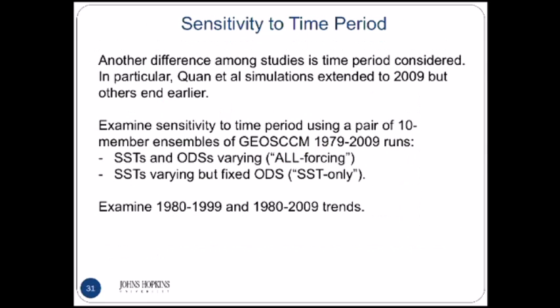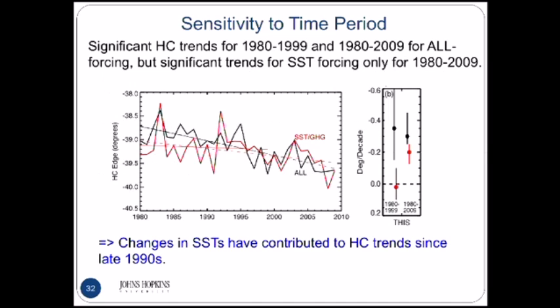So we took a run from a Goddard-based model, which had interactive chemistry. We did an ensemble of runs where SSTs and CFCs, these ozone depleting substances, both varied, so SSTs and ozone vary in this run, and we compared it to runs where the CFCs were fixed. We had the data so we could do the analysis from 1980 to 2000 or 1980 to 2009. And this is the time series averaged over these ensembles.